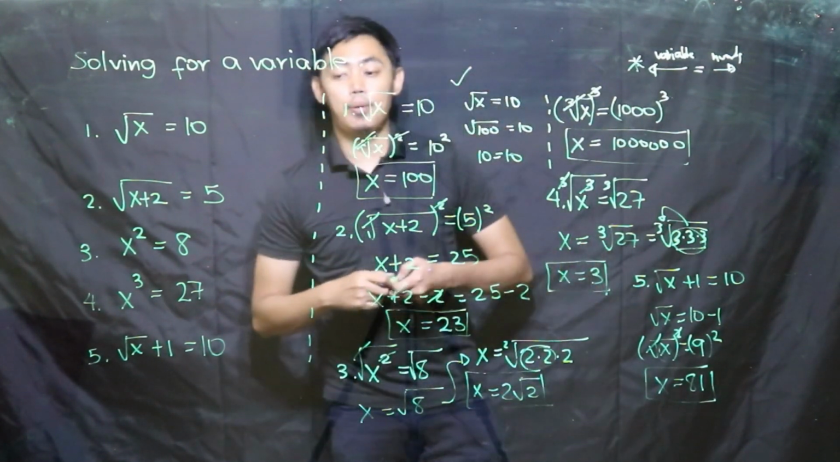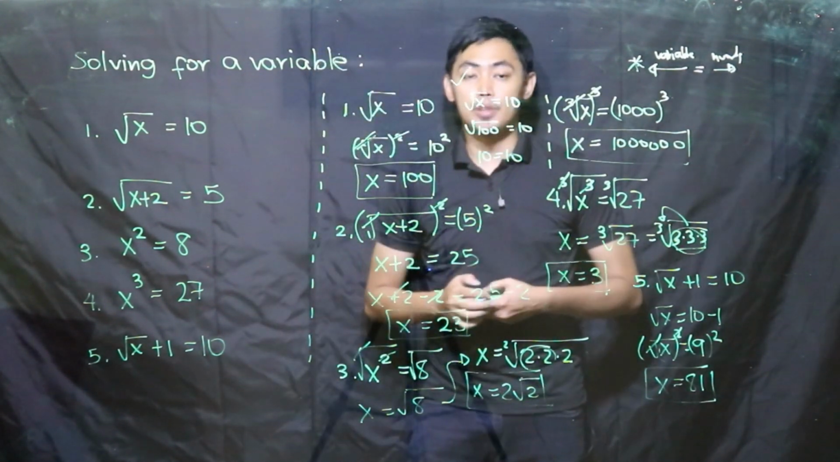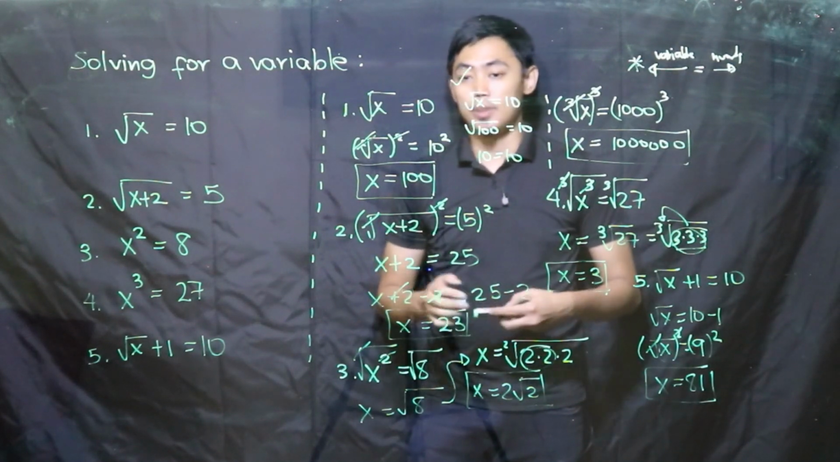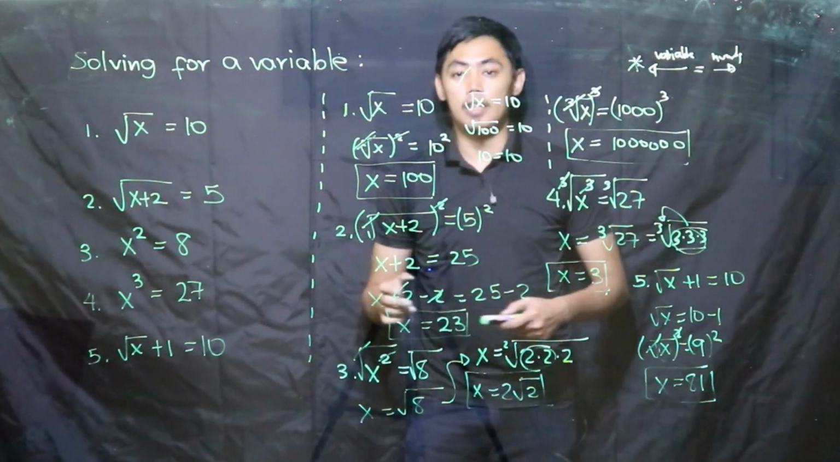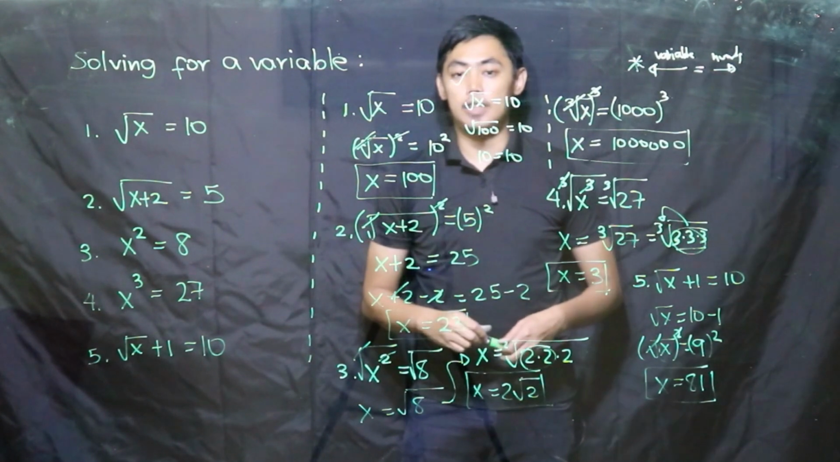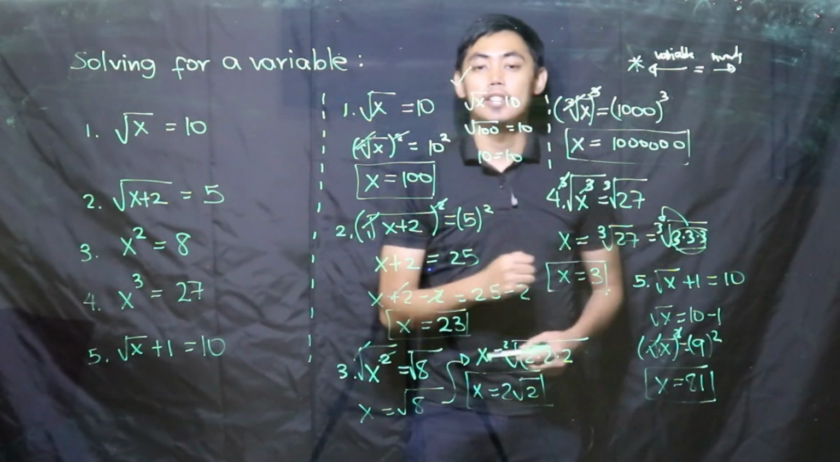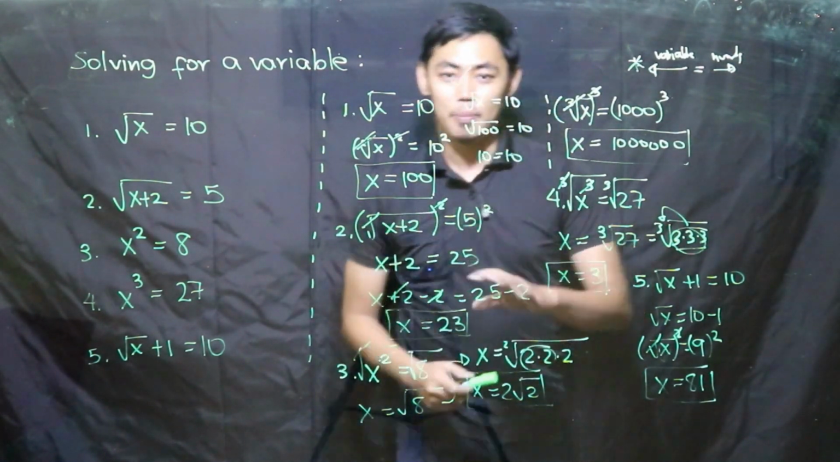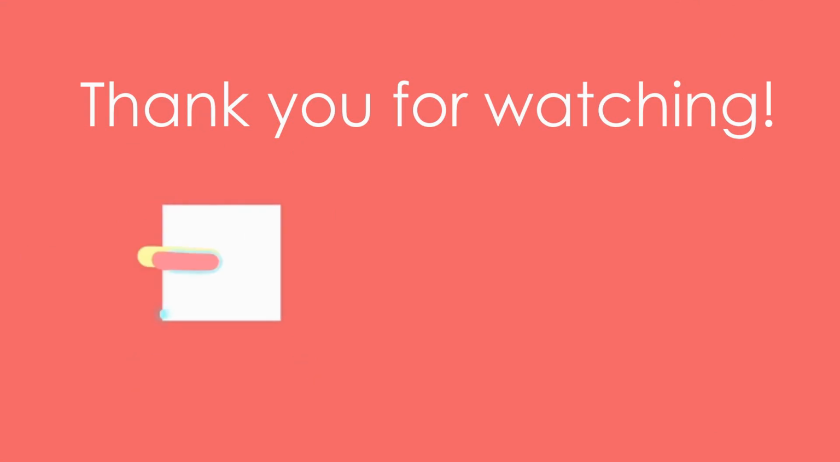Alright, so that is how we will solve for variables which involve radical symbols. Hopefully you can get good grades in our activities, and always be awesome. Be a math hero. Goodbye.